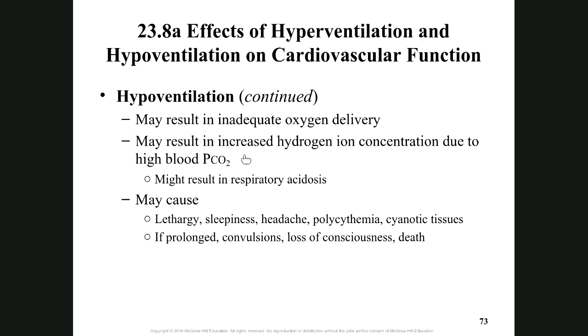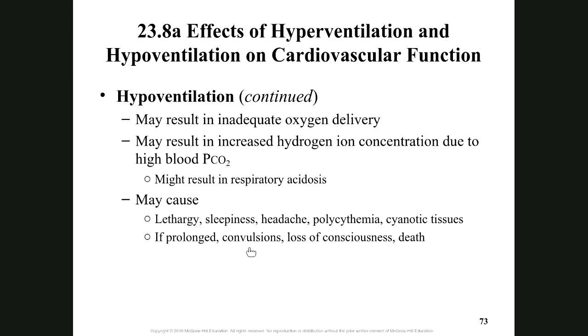When the level of hydrogen ion goes up, we have a condition which we call respiratory acidosis. And it may cause lethargy, sleepiness, headache, polycythemia, and cyanotic tissue. The tissue becomes bluish-black in color because it doesn't have enough oxygen. And if it's prolonged, convulsion, loss of consciousness, and death can occur.